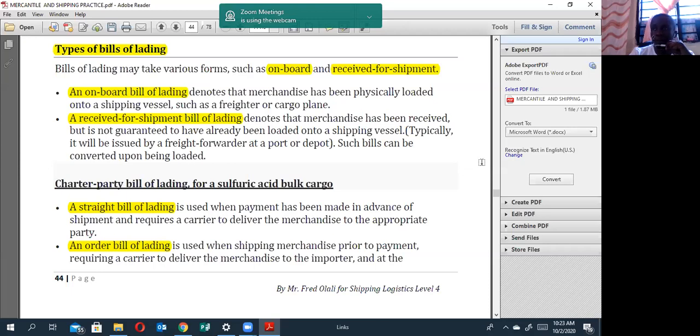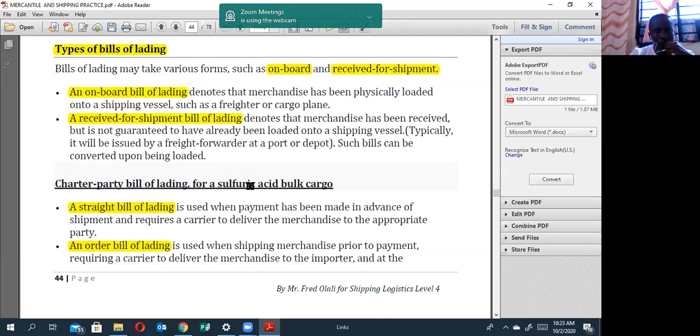And one of the key papers which is normally used as evidence of goods received for carriage, and as evidence of the title to the goods, is always the bill of lading. So a bill comes in various forms, and we can have what we call on board and received for shipment.